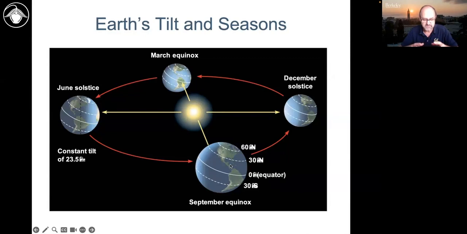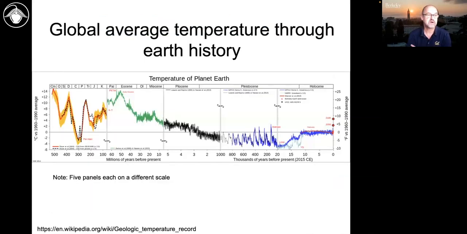In addition, what are called the Milankovitch cycles, the shape of the orbit and the tilt of the Earth, have changed over time. And as that shape of the orbit changes and the tilt changes, the intensity of the summer-winter swing has changed. And that actually has been a major driver of the ice ages. Okay, so there's some basic physics. Now let's pause and go back to Earth history, and look at the history of temperature on planet Earth.